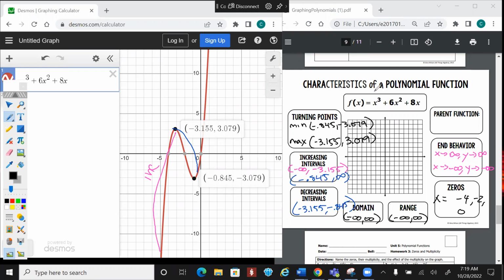The parent function is going to be y equals x to the third, okay? When you find the parent function, it's your basic function with no transformations, and that's going to be x to the third.